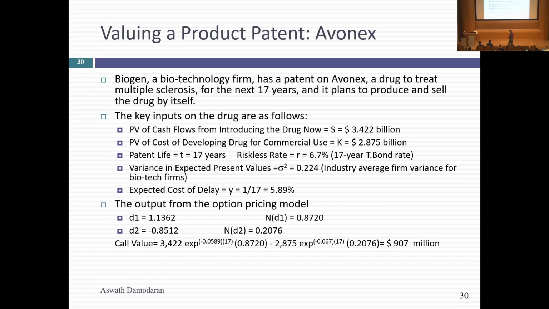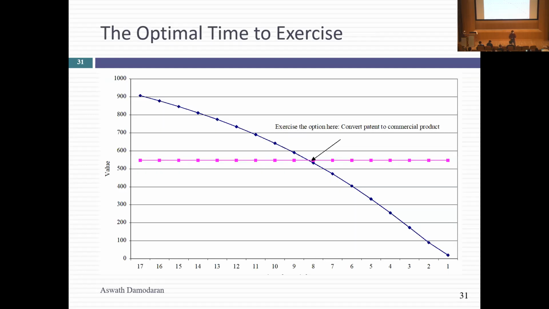The value that I get for this drug as an option is 907 million. What was the net present value? 547 million. Where's the extra 360 million coming from? That's the time premium on the option. And this is really bad news if you have MS. You know why? Because developing the drug, you get 547 million. Leaving it undeveloped, treating it as an option gets you 907 million. And in fact, I computed based on the cash flows when Avonex would develop this drug.